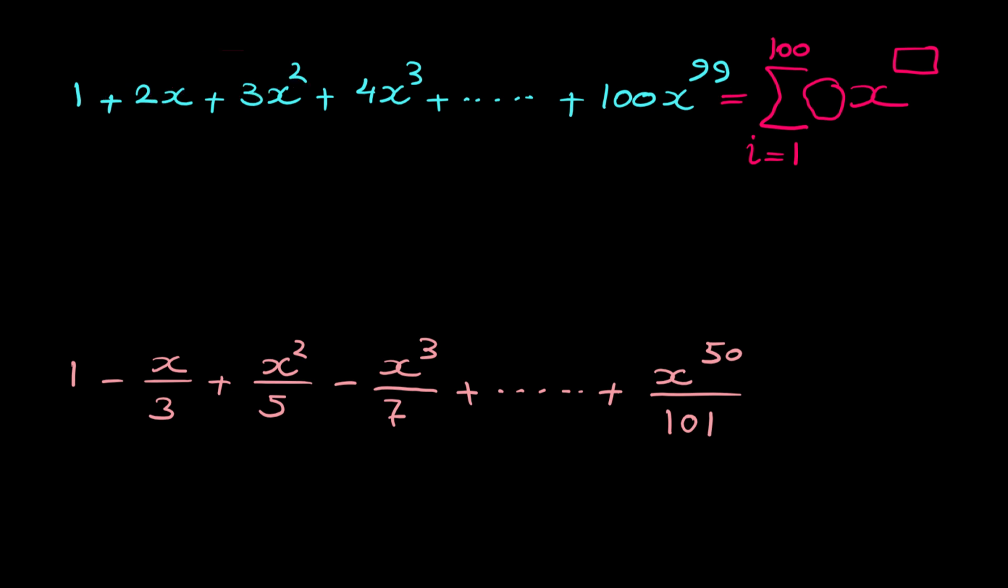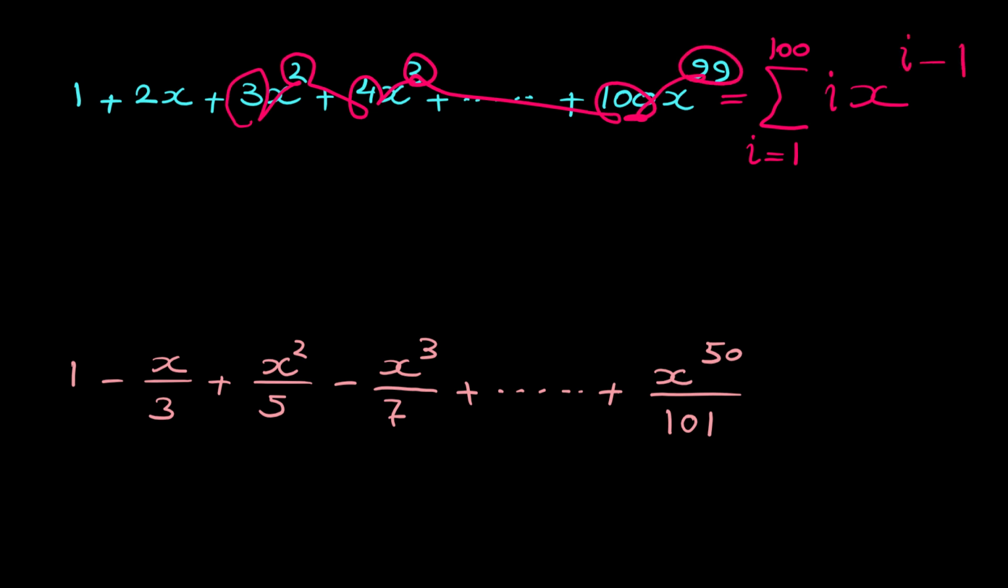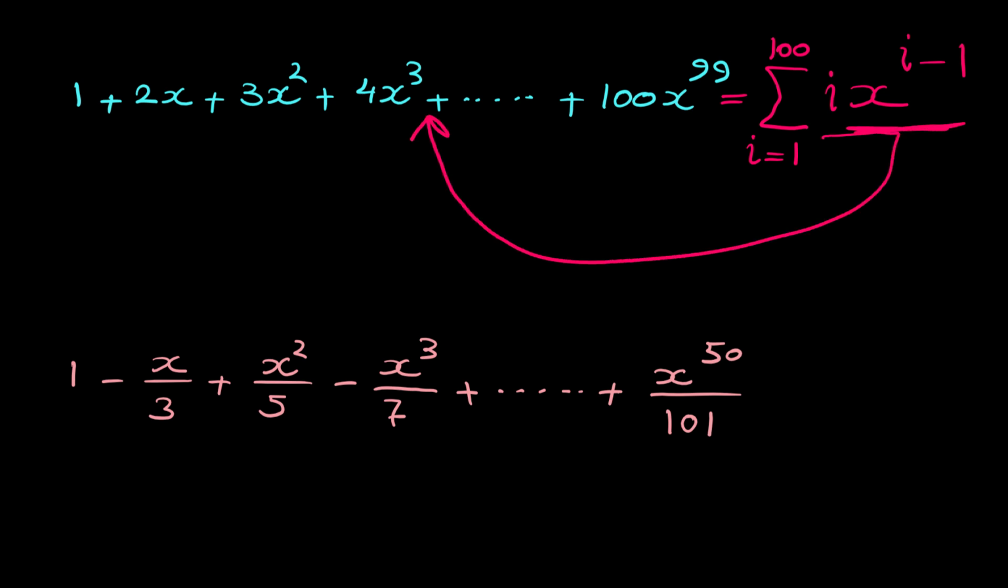So, please pay attention, if the coefficient here is I, what is the power? Here is 3, here is 2, 4, 3, 199. I minus 1. Now let's see whether this formula works or not.